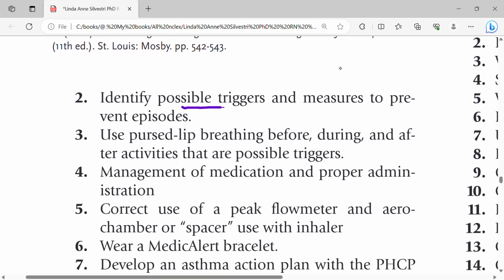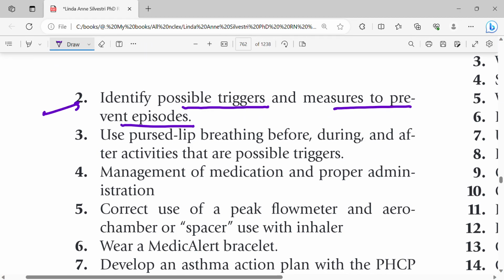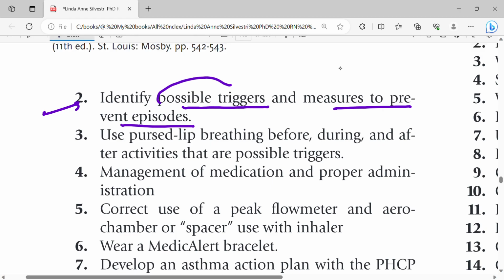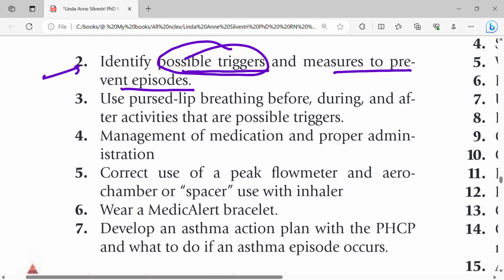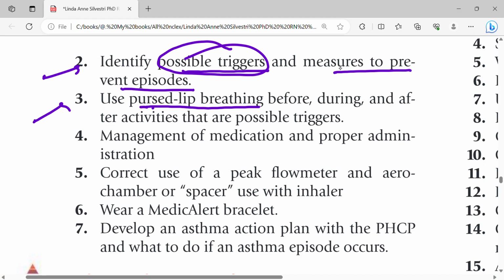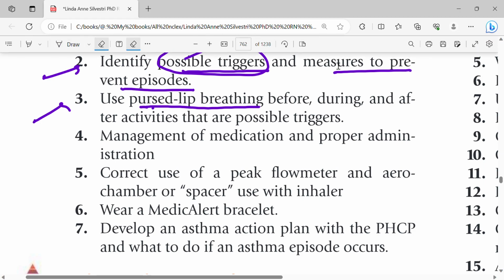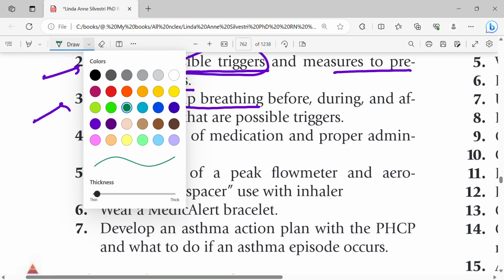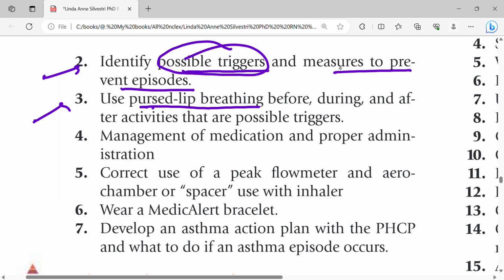Second point, identify the possible triggers and measures to prevent episodes. So we need to identify the main possible triggers which lead to the asthma attack. Use pursed lip breathing. Pursed lip breathing is very important for a COPD or asthma patient.